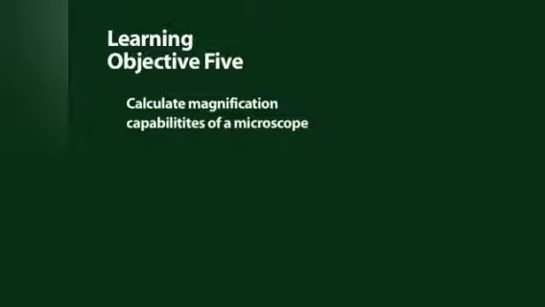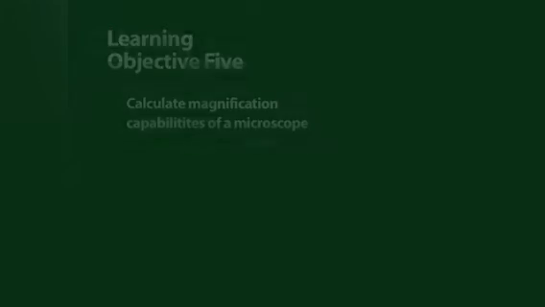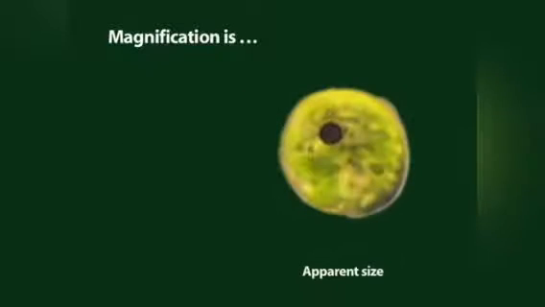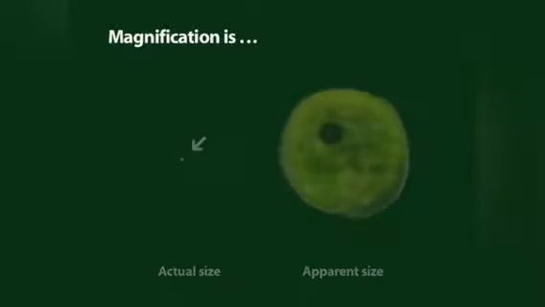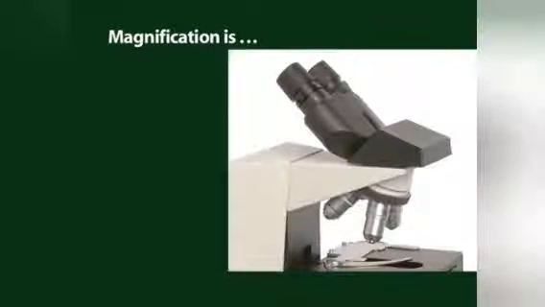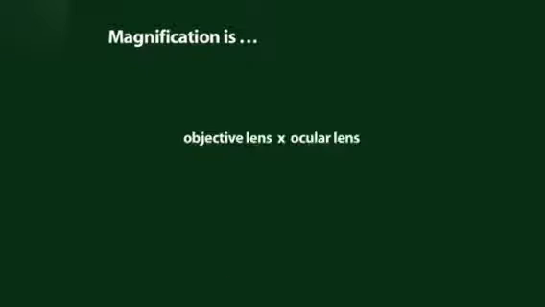The learning objective of this section is to calculate the magnification capabilities of a microscope. Magnification is the ratio of the apparent size of an image to the actual object. Although it depends upon both the lenses and the distances between them, magnification is simply obtained by multiplying the magnification capability of the objective lens by the magnification capability of the ocular lens.